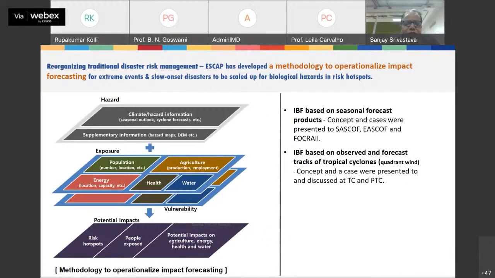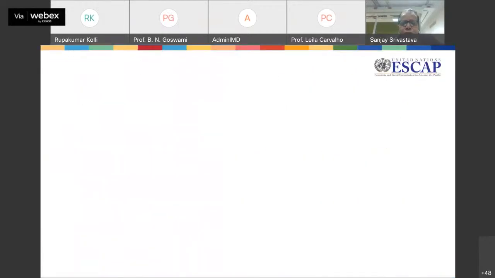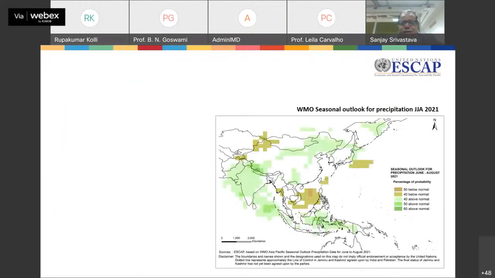We have used this hazard information from the monsoon forecast, especially the seasonal forecast, hazard information in terms of all climate-related risk. Then we have intersected this in terms of the exposure to the population and some of the critical sector, which is in the framework of climate services like agriculture, energy, health, and disaster management. And then brought it down to identify the people who are most at risk, risk hotspots, and the potential impact on the economy. So this is the impact-based forecasting framework, which we are following up with WMO in many countries.